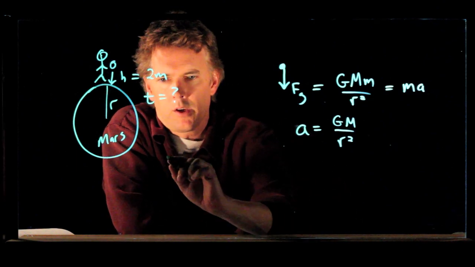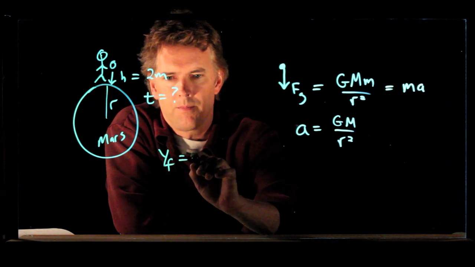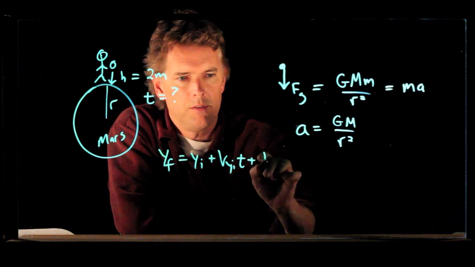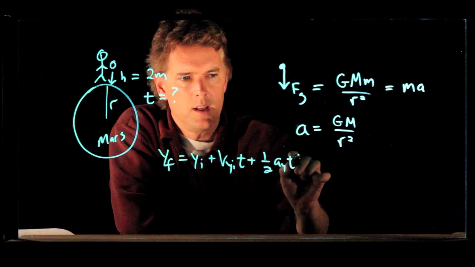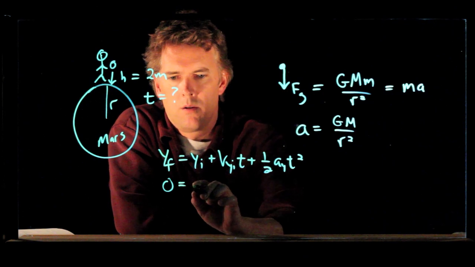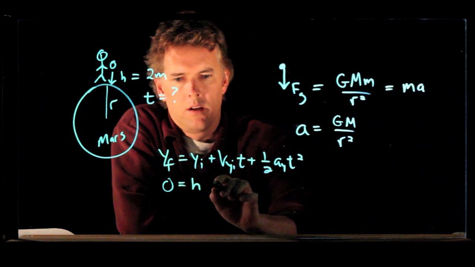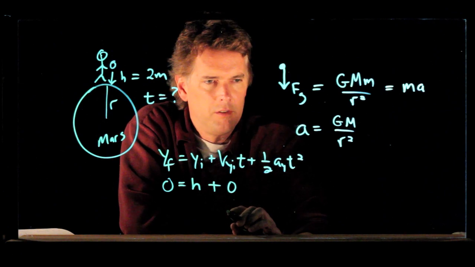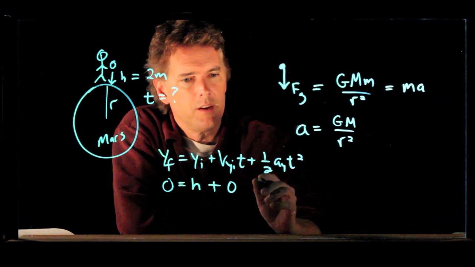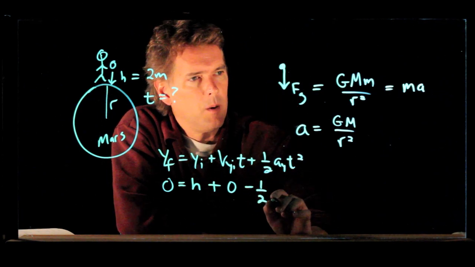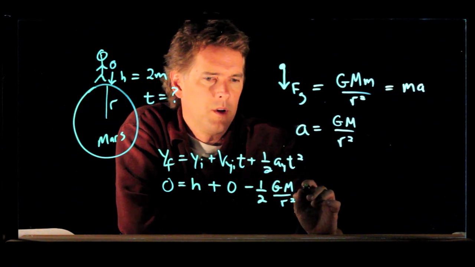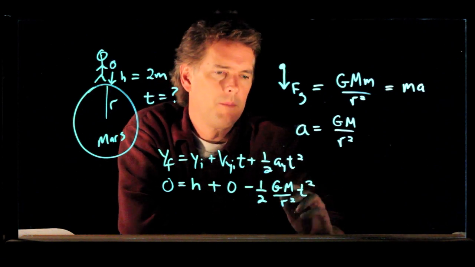To answer that, we can go back to our kinematic equations. y final equals y initial plus v y initial times t plus 1/2 a sub y t squared. y final is 0, y initial is h, and v initial is 0, since it starts from rest. Acceleration is that, but it's downwards, so we need to include a minus sign. We have big G, big M over r squared, multiplied by t squared.